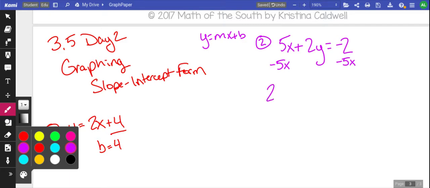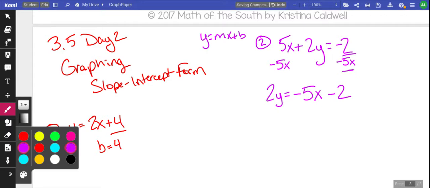So you're left with 2y is equal to, and again, people always want to do this. They want to say, okay, 2 minus 5, that's going to be -7. That's not what you're doing. Remember, these are not like terms. -2 and -5x are not like terms, so you can't combine them. They're just going to be separate. You're going to have -5x and -2.